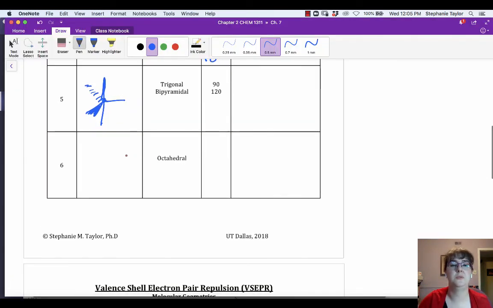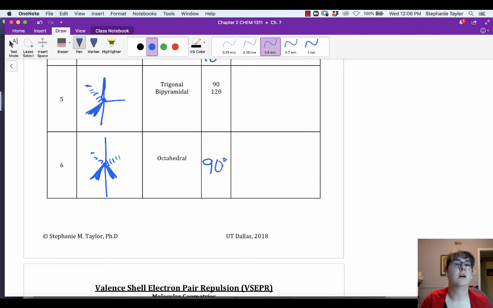Coming around to my drawing, central atom, 1 up, 1 down, 2 that come out at me, and 2 that go back behind the page. And everything is 90 degrees from each other.